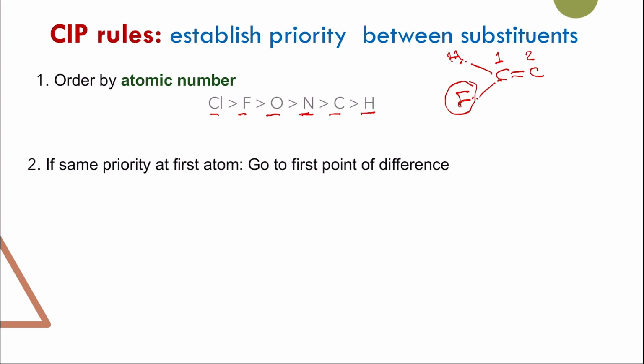Now, if we have the same priority at the first atom, we need to go to the first point of difference. So what do we mean by this? Let's say we have two different substituents on the same carbon. The first one is the ethyl, and the second one is isopropyl, or we can call it 2-propyl. So which one will take priority?